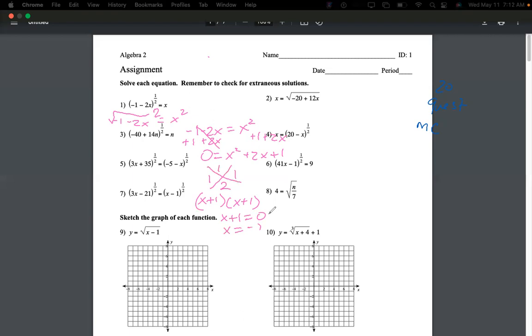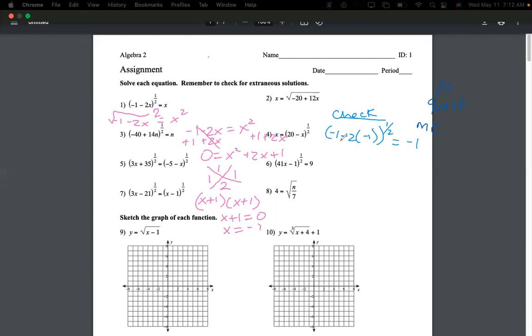Now remember what I said at the beginning, where we need to make sure that we check for extraneous solutions. So what we're going to do is take -1 and plug it back into our original equation. So I'm going to check on this other side. I'm going to take the original and plug in -1. So I'm going to get -1 minus 2 times -1 raised to the 1/2 equals -1.